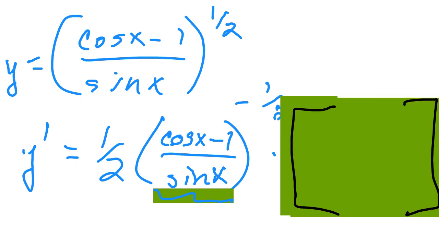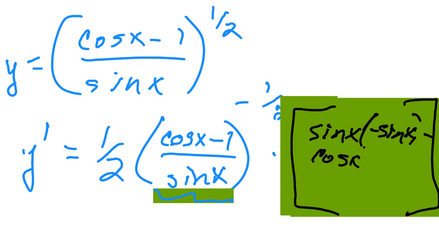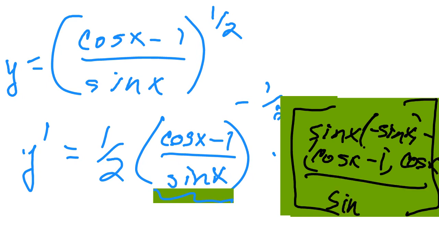Anyway, so it's the bottom times the derivative of the top. The derivative of cosine is minus the sine. And then minus the top, cosine x minus 1, times the derivative of the bottom. The derivative of the bottom is cosine x, all over the bottom, 1 squared, so it'd be sine squared x. So probably on a test, if I say don't simplify, you can just stop right here.